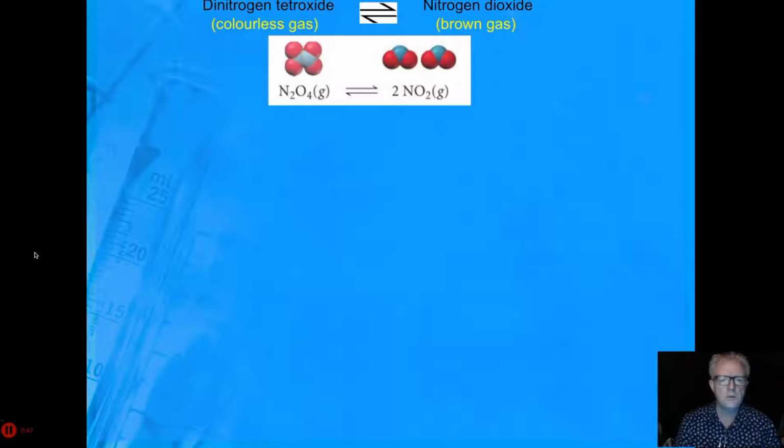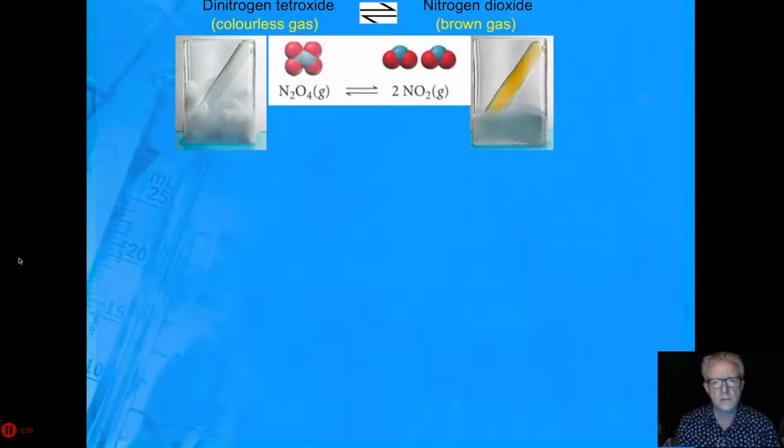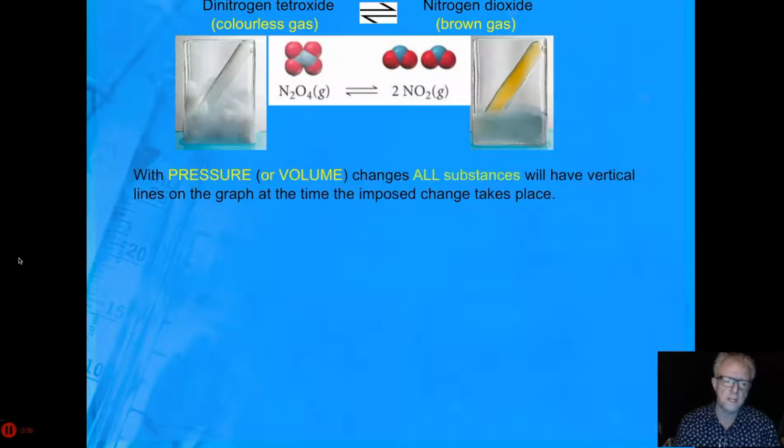Here we have our good old system that we saw before in a previous video, and we've got some dinitrogen tetroxide, which is colorless, and our colored nitrogen dioxide. Now the thing here is that pressure or volume changes affect all the substances in the reaction, since they are all gases, right? So if they're all gases, their concentrations are going to be affected by a change in pressure and a change in volume, because those two are pretty synonymous.